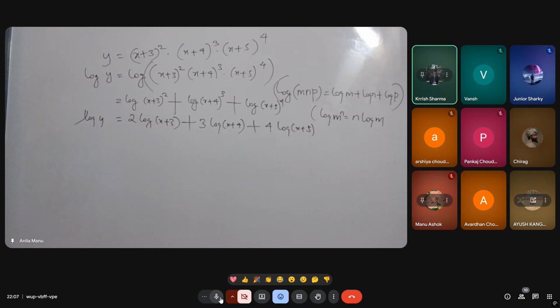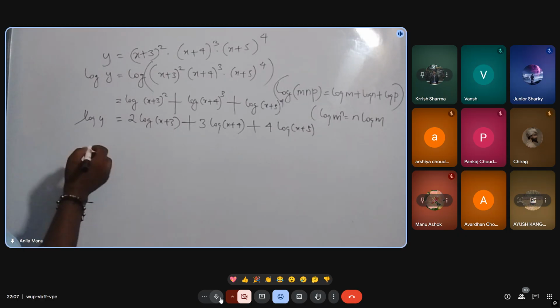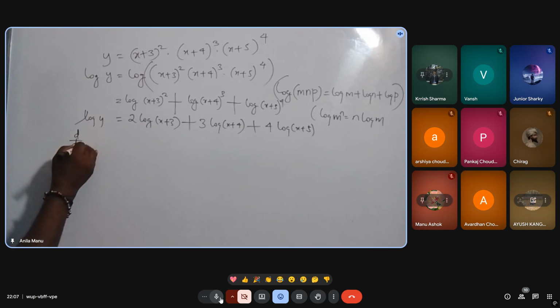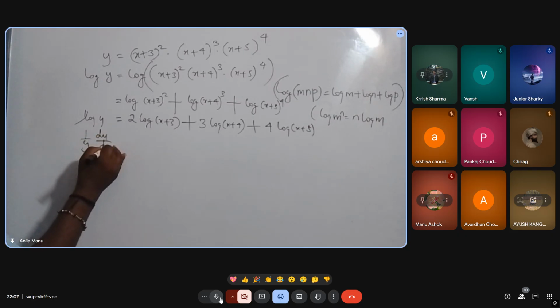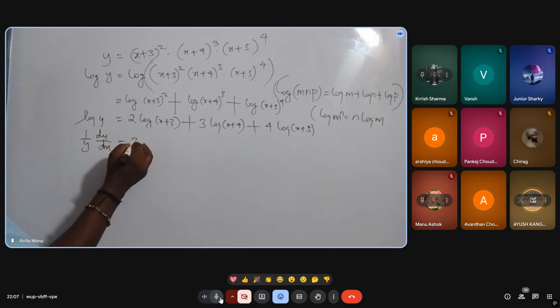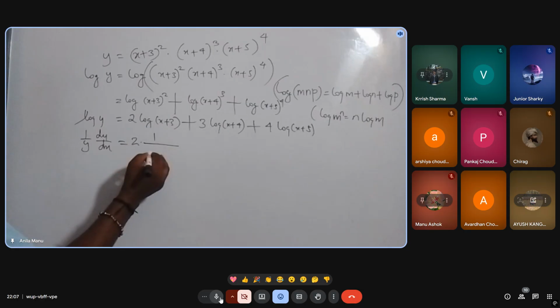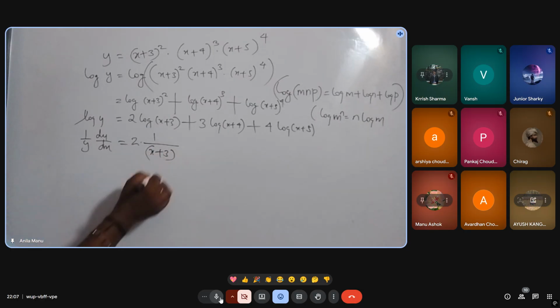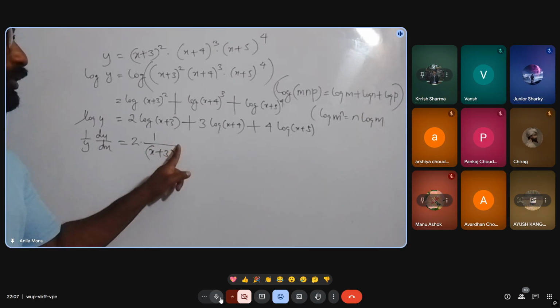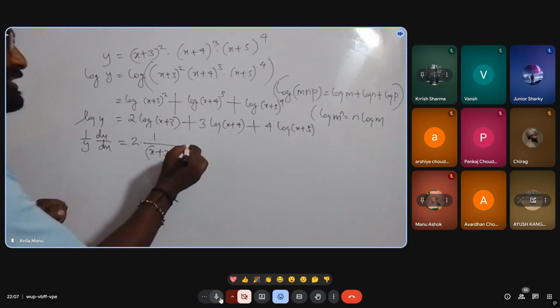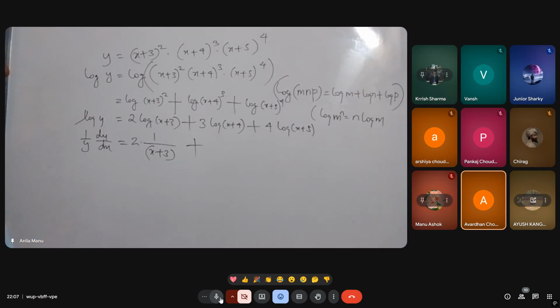Differentiating both sides with respect to x. So d by dx of log y is equal to 1 by y dy by dx, equal to, here 2 is constant, I am taking outside, derivative of log x is 1 by x, that is 1 by x plus 3. Later here I am not writing anything. Do you know what is the reason? Differentiation of x is equal to 1.